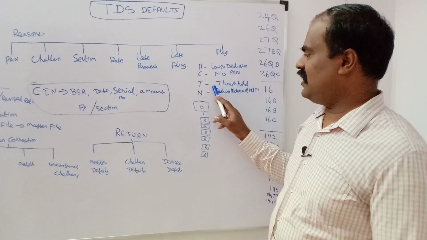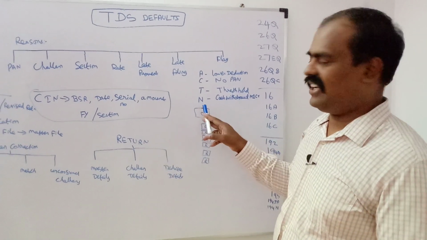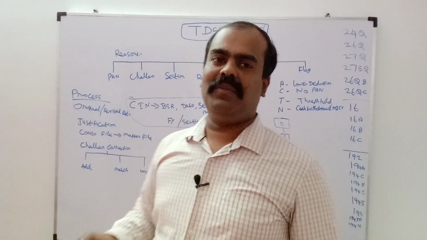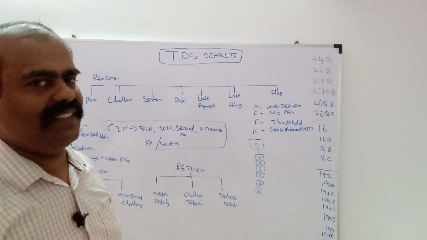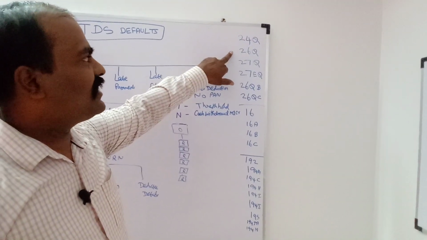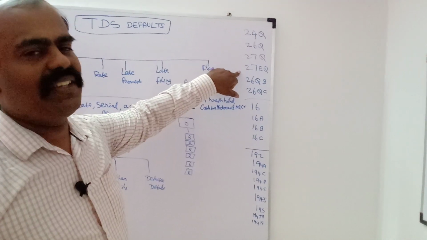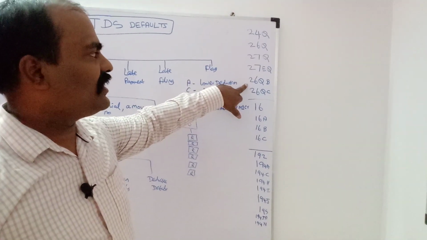And then threshold limit, and the latest one is cash withdrawal more than 1 crore. That's called N flag. Now we are going to talk about the types of returns. How many returns are there in TDS? 24Q is for salary, 26Q is for non-salary, 27Q for NRI, 27EQ for TCS, and then 26QB and QC.